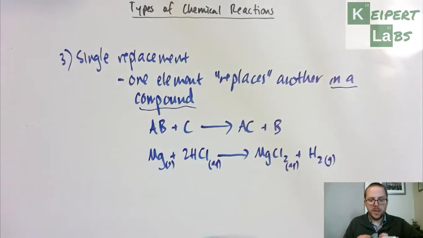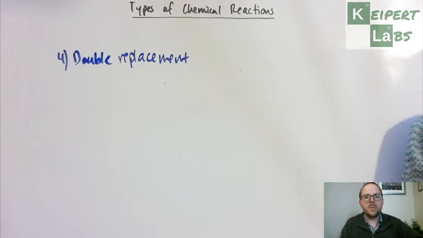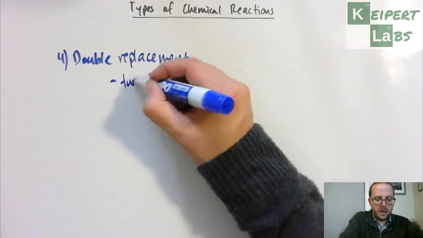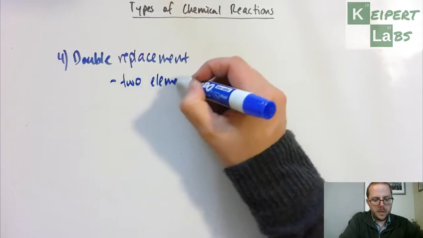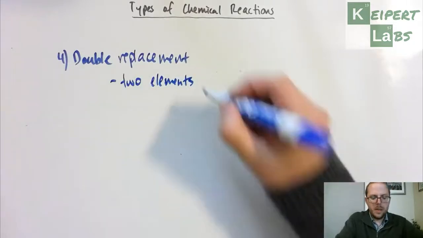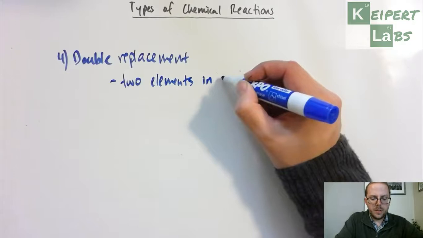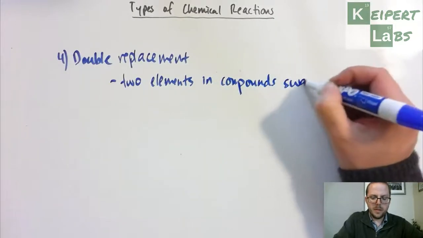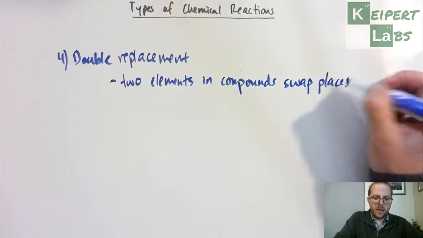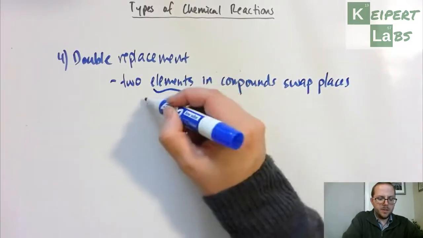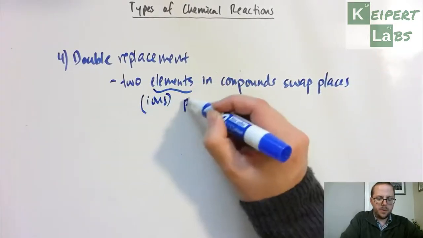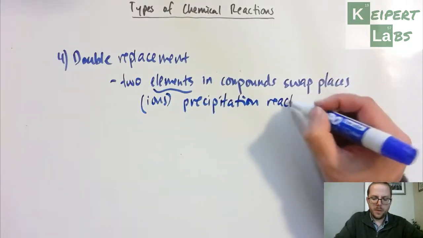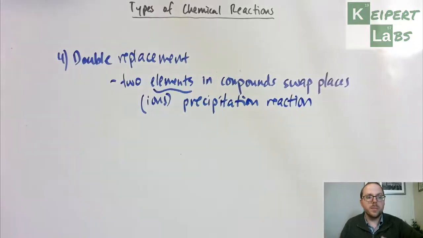All right, now we're going to have a look at double replacement. A double replacement reaction is where two elements in compounds swap places. We're typically thinking about this in terms of ions in what's called a precipitation reaction, where we're specifically forming a solid precipitate.